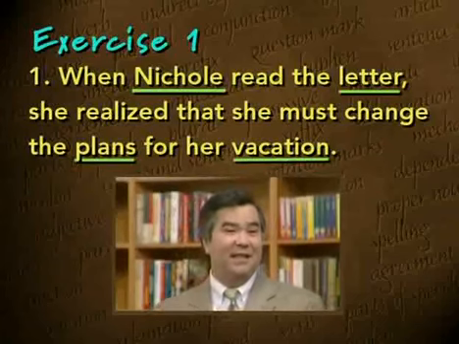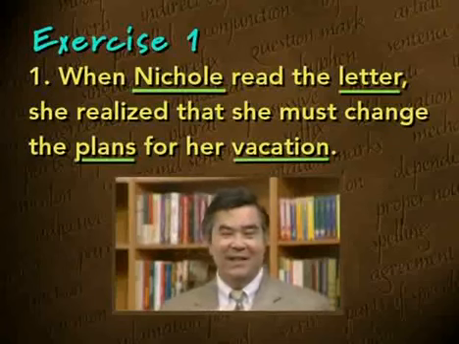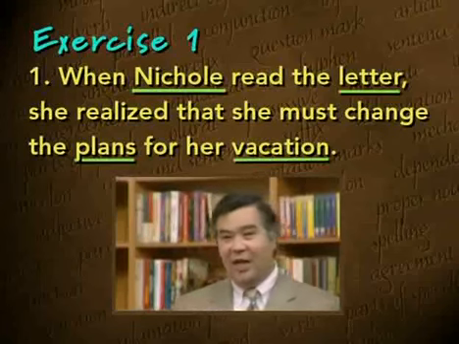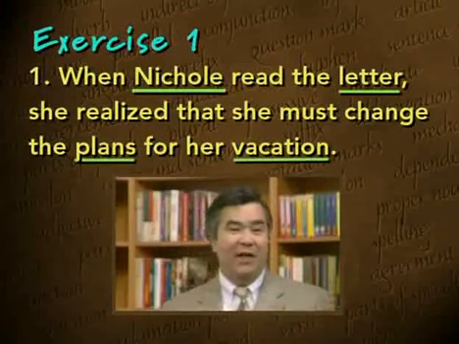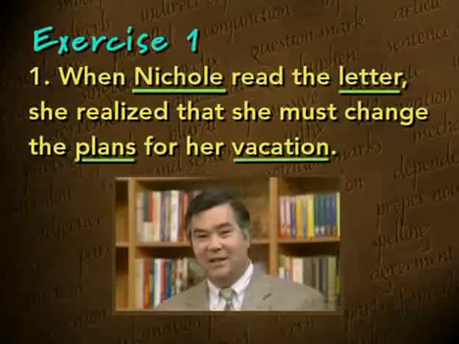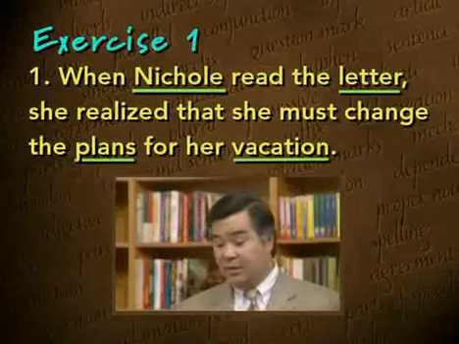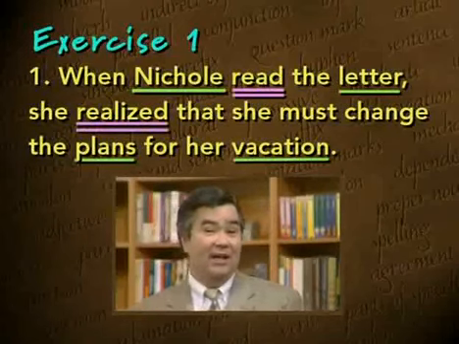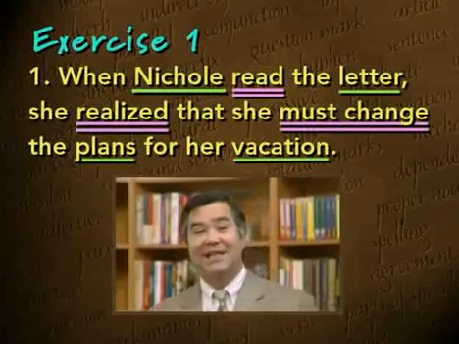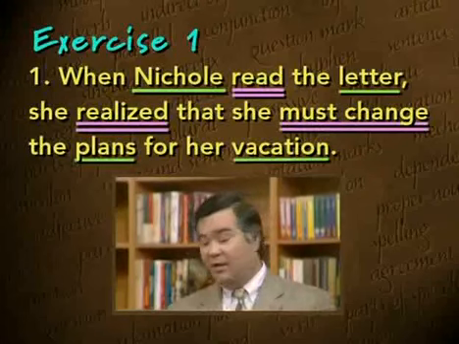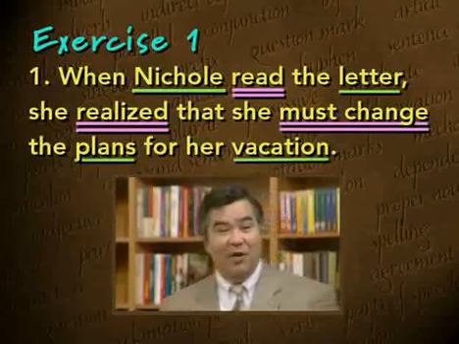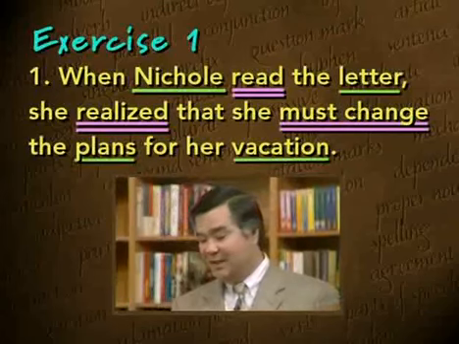Notice that plans, the third noun given in this sentence, is a plural noun. It refers to more than one plan. The other nouns here are all singular, letter and vacation. What about verbs? How many verbs did you find in this sentence? There are actually 3 different verbs: read, realized, and must change. Remember, some verbs are verb phrases. They consist of more than one word. The verb must change is a verb phrase. It includes the main verb, change, and the helping verb, must.